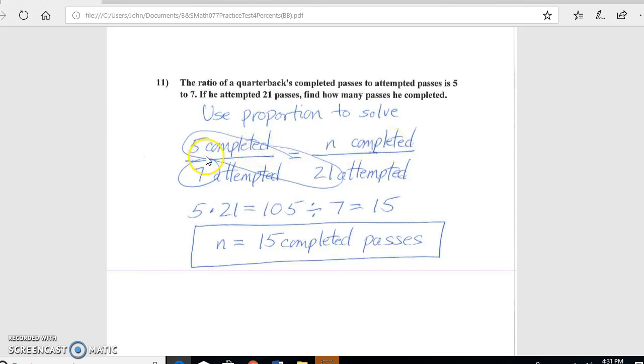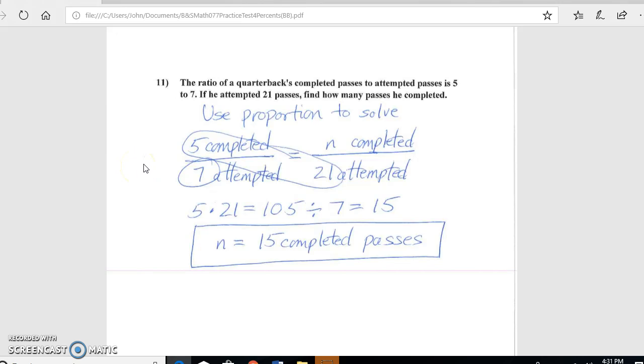Now, the important thing to notice is that you want to give some type of label to these numbers, because whatever you put on the top on one side, you have to put on the top on the other, and whatever you put on the bottom, you have to put on the bottom on the other. So the two sides have to be consistent. So we have completed passes on the top on both sides. We have attempted passes on the bottom on both sides. Once we get the proportion set up in this way, now it's easy to solve.